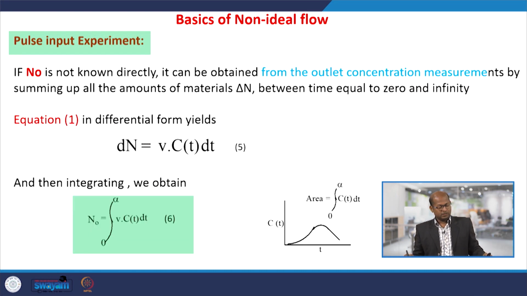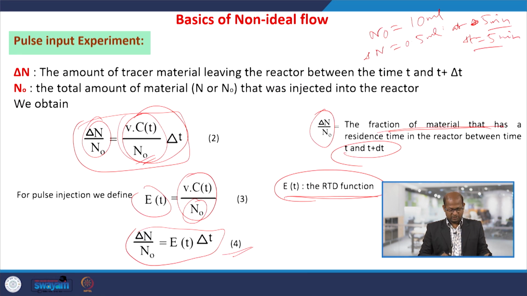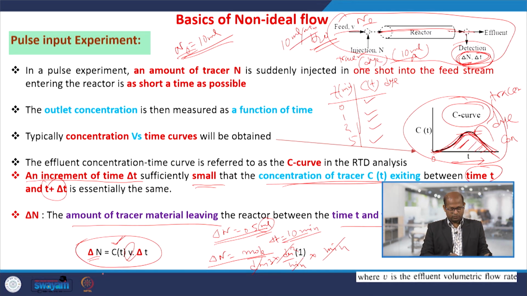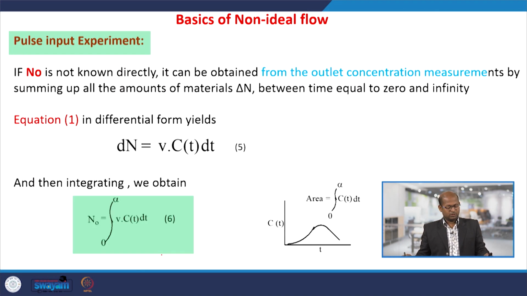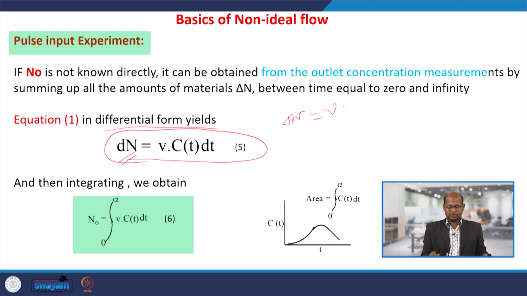Now, if N0 is known, it is very good. If it is not known, we can also find it using some equations. Equation 1 was in terms of delta form. Now if we express it in differential form, we can write this equation as delta n equals v C(t) into delta t.